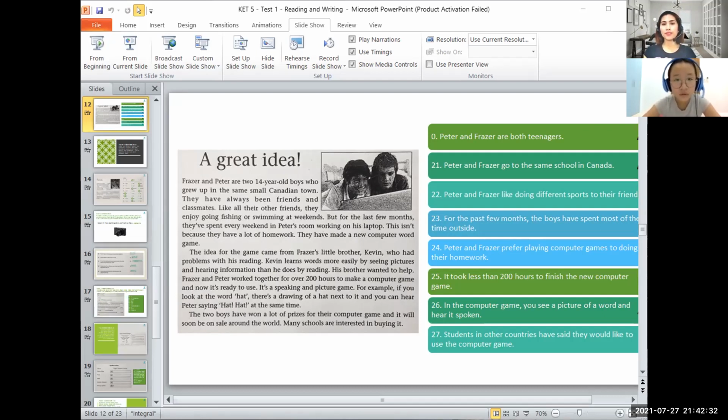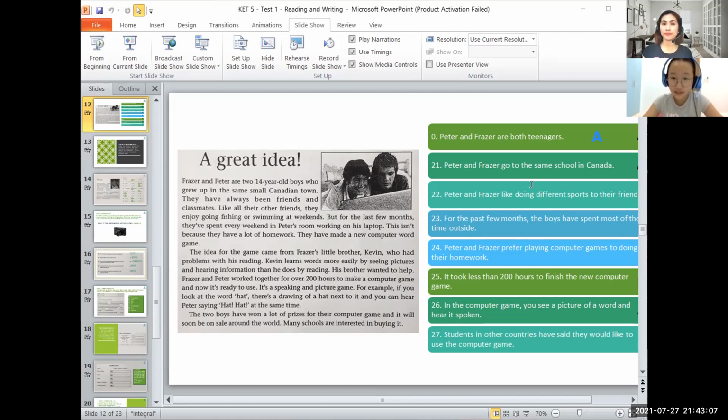How old are they? Do you remember? Teenagers. Yes. How old are they? 14. 14 teenagers. 13, 14, 15, 16, 17, 18, 19. Those are teenagers. Okay. Please read number 21.